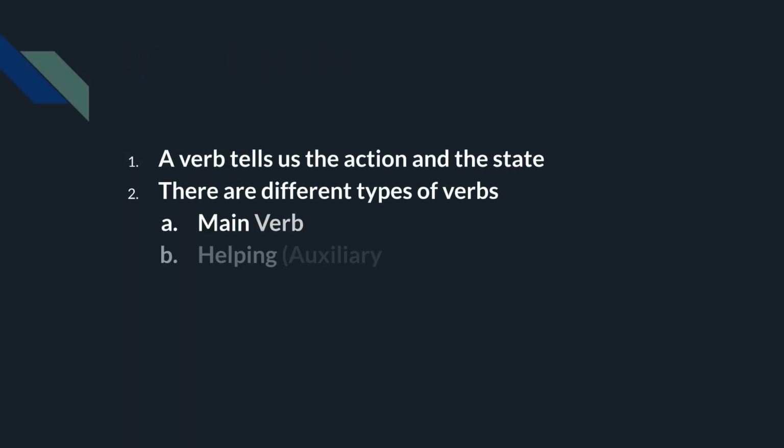Next up are verbs. A verb tells us the action or the state of being. Examples include words like run, eat, write, or even is and are. Now, there are two important types of verbs: main verbs and helping, also known as auxiliary verbs. The main verbs carry the main meaning of the sentence. It tells us what is actually happening. The helping verbs don't carry the main meaning, but they help us understand time, tense, or structure.